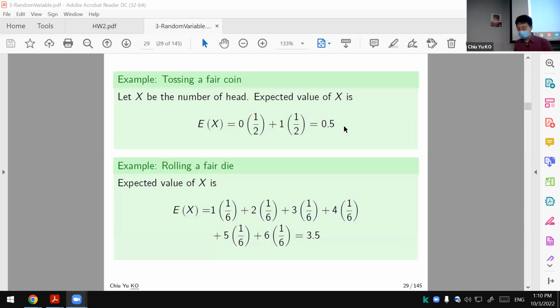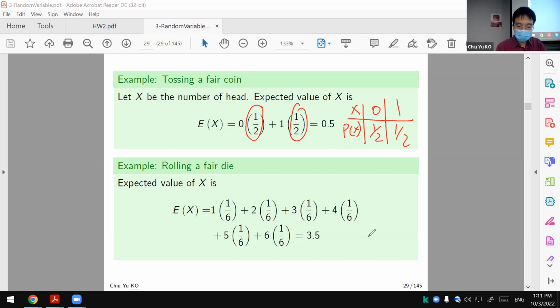Now let me give you some other examples. What's the number of heads? Here it's very simple, just 1/2, 1/2, right? X is 0 and 1, and P of X is 1/2 and 1/2. So basically just 0 times 1/2 plus 1 times 1/2. Okay, that's how you get this, right?